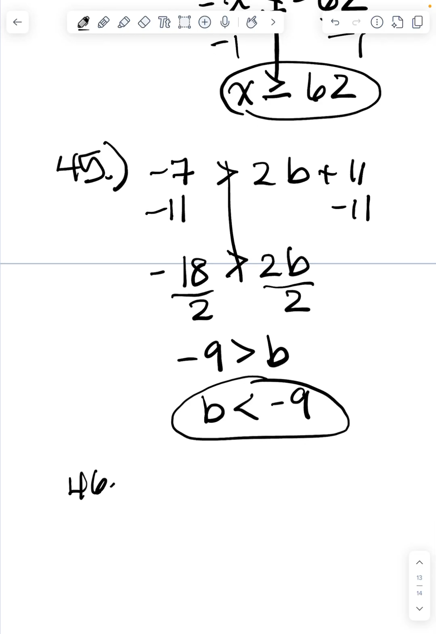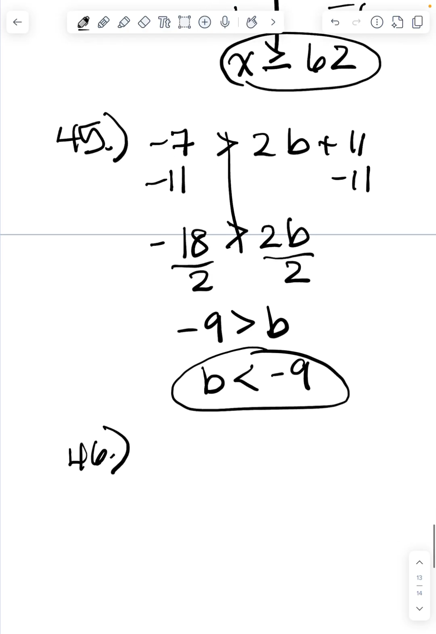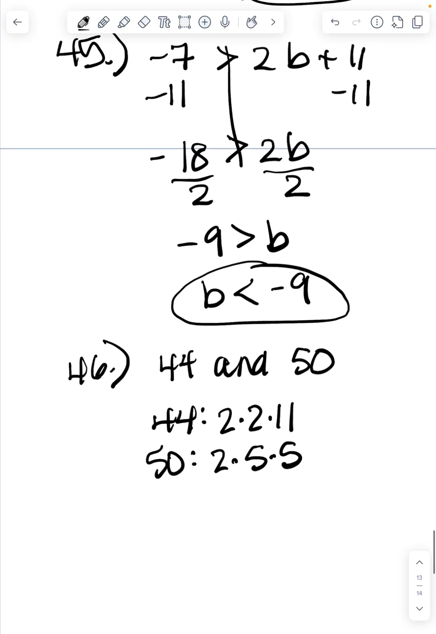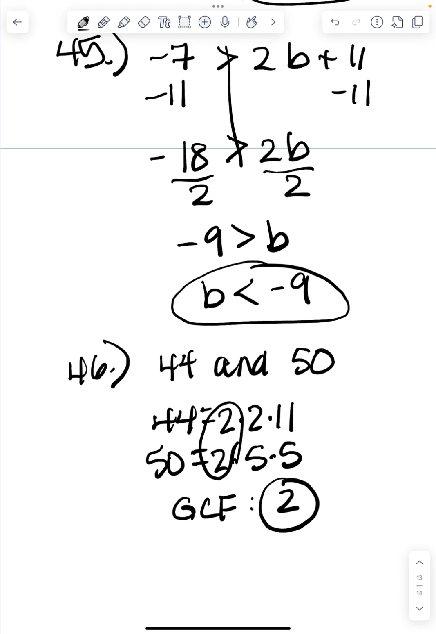Number 46. Use prime factorizations to find the GCF of the given number or expressions. So 44 and 50. Okay, the prime factorization of 44 is 2 times 2 times 11. Prime factorization of 50 is 2 times 5 times 5. Now remember, this is the GCF, which is different than the LCM. Okay, so you're writing the things that are common, which is one set of 2's.